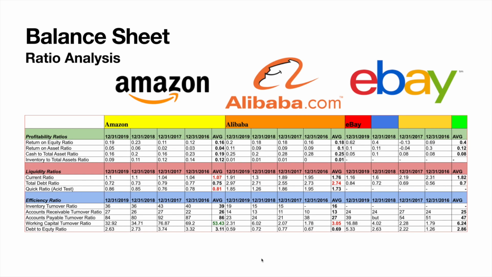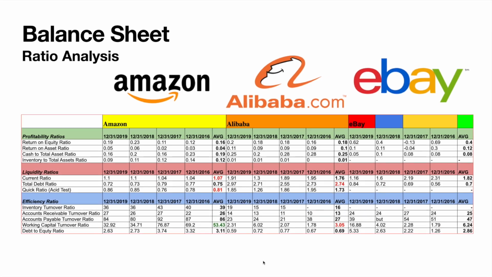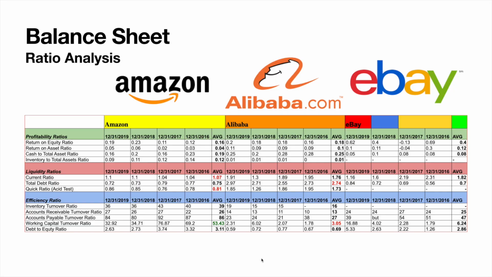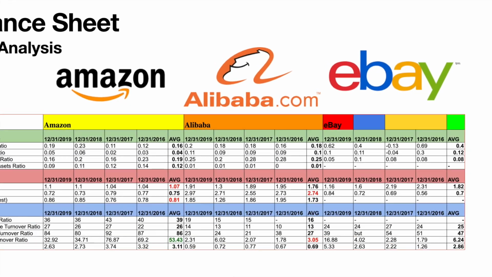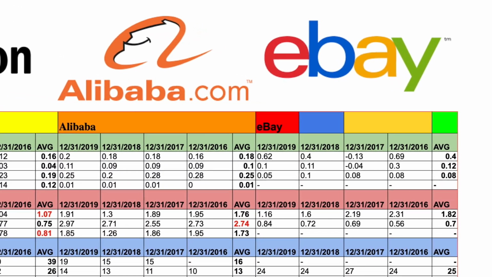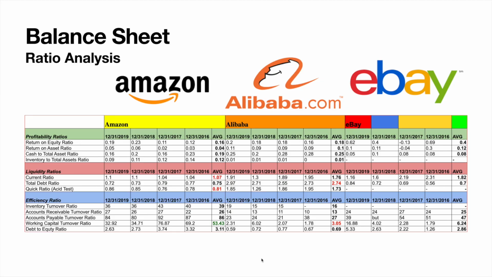Here is the comparison of Amazon, Alibaba, and eBay's balance sheet ratios. Amazon is showing 16%, Alibaba is 18%, and eBay is 40% on ROE. However, considering the market cap, currently Amazon is around 1.52 trillion, Alibaba is 679.1 billion, and eBay is 38.45 billion. Considering the overall market cap size, Amazon is generating a very impressive ROE.